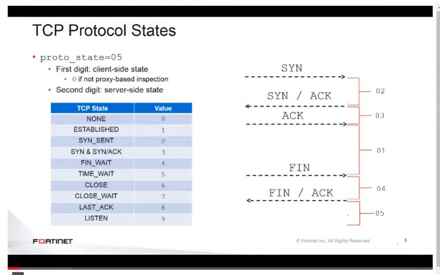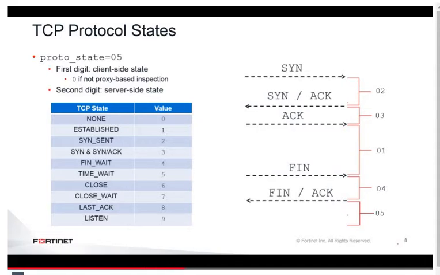The protocol state in the session table is a 2-digit number. For TCP, the first number is related to the client-side state and is not 0 when the session is being handled by a FortiGate proxy. For example, when the FortiGate is doing proxy-based inspection. The second digit is the server-side state and is used to identify the status of the TCP session.